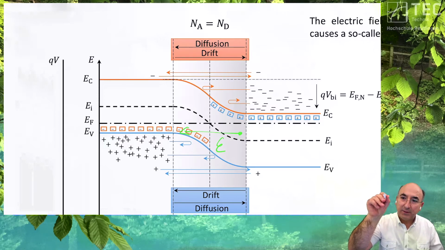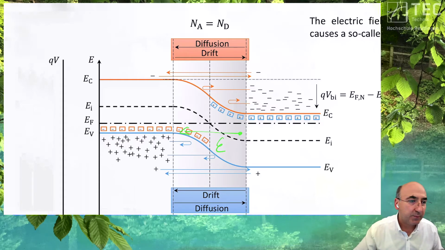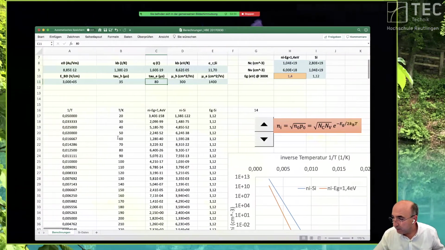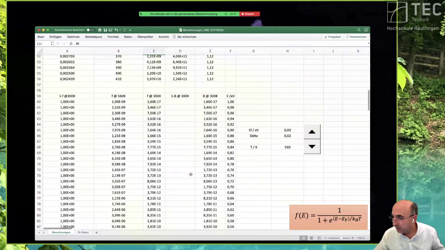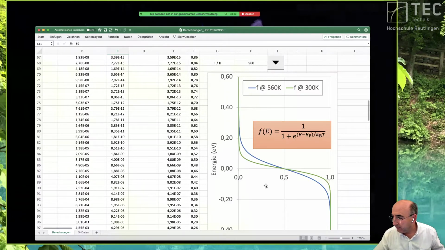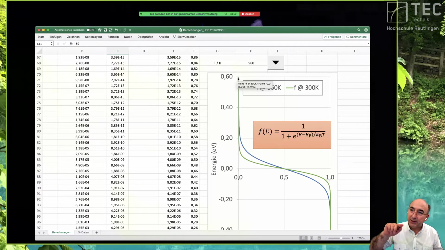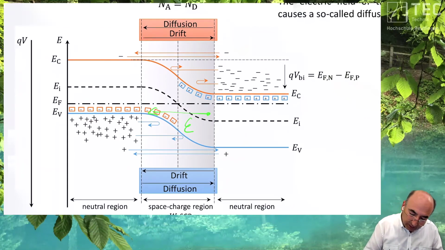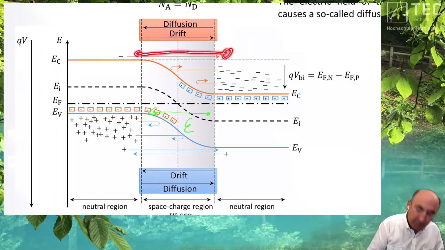high energy level. Go to the spreadsheet of mine. The Fermi-Dirac statistics are here, and the curve is here. So a very small portion has a very high energy level. The probability that there is an electron is very low. So this is the topic of this diagram. So these small numbers can diffuse.